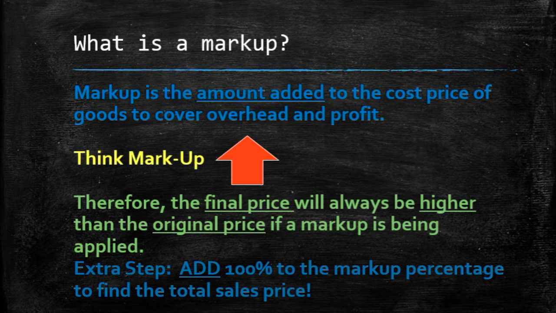of those things. So when you think about the word markup, it's actually a compound word, and you have mark up. So think about an arrow pointing up. The final price will always be higher than the original price if a markup is being applied. There is an extra step that you have to remember. So the extra step is add 100% to the markup percentage to find the total sales price. That's it.